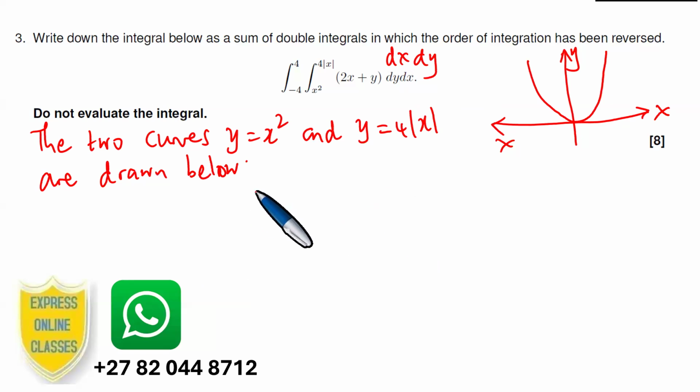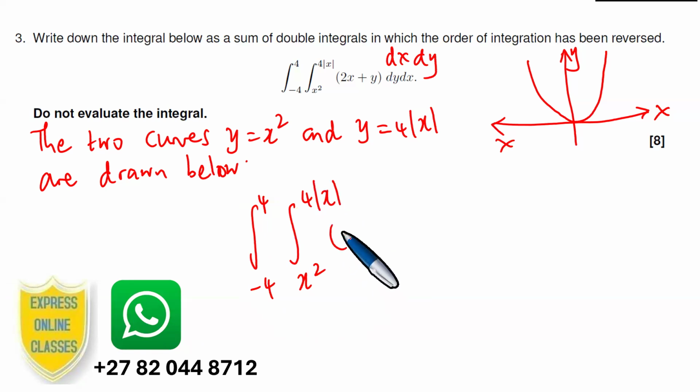But obviously we're going to analyze the two curves, so we're going to focus on the curves y equals x squared and y equals 4 times the modulus of x. There are a couple of things to regard if you look at the region of integration, because we have this particular double integral, but we need to reverse the order of integration. So we have the double integral from -4 to 4, x squared to 4 times the modulus of x, of 2x plus y dy dx.